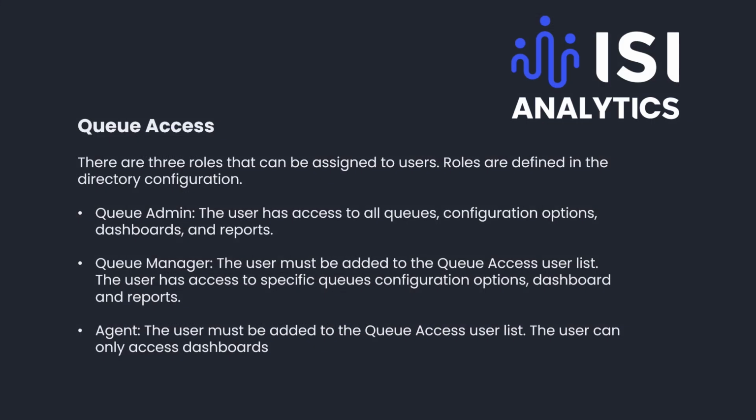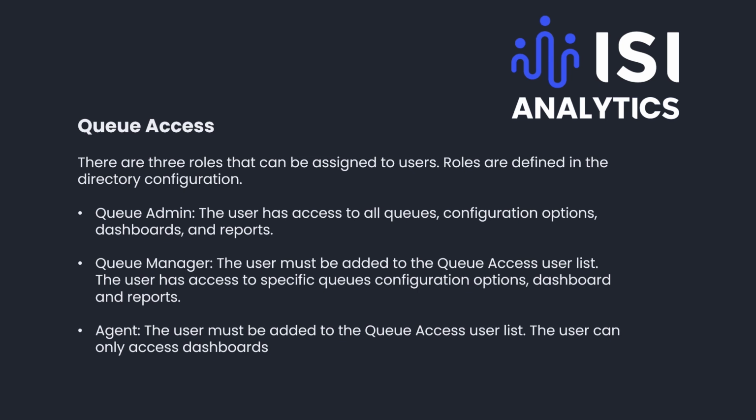When configuring users in the ISI Analytics application, you have 3 options to assign a user. Queue admin: the user has access to all queues, configuring options, dashboards, and reports. Queue manager: the user must be added to the queue access user list. The user has access to specific configuration options, dashboards, and reports. Agent: the user must be added to the queue access user list, and the user can only access the dashboards. Keep in mind that granting users the correct role can be completed in the classic directory module.